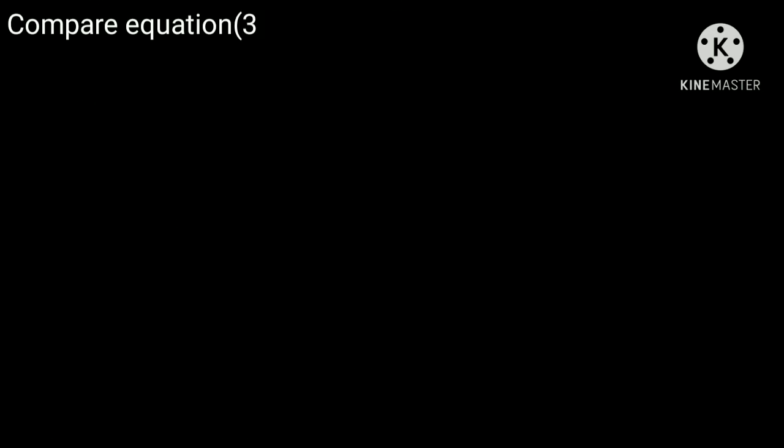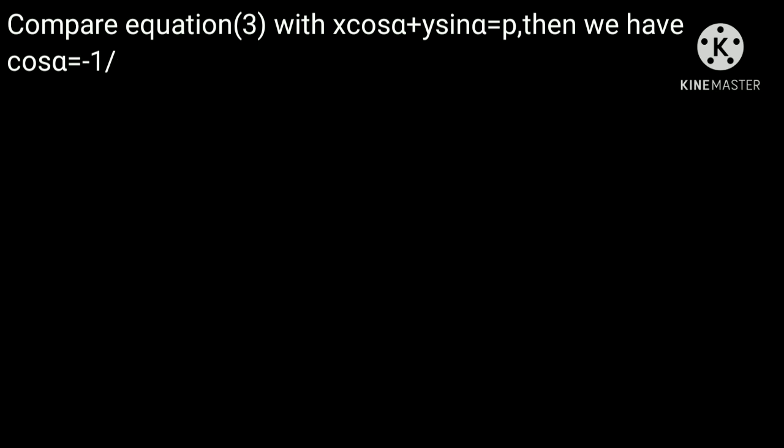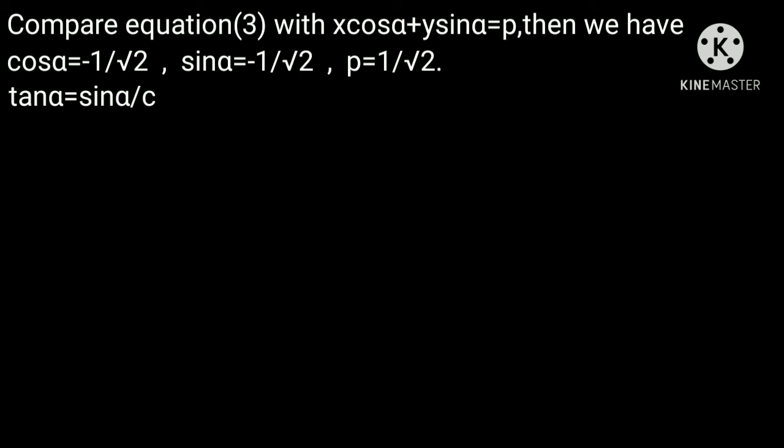Compare equation number 3 with x cos alpha plus y sin alpha equal to p. Then we have cos alpha equal to minus 1 by root 2, sin alpha equal to minus 1 by root 2, p equal to 1 by root 2. From this we find tan alpha. We know the formula tan alpha equal to sin alpha by cos alpha. Then tan alpha equal to minus 1 by root 2 by minus 1 by root 2. From this tan alpha equal to 1.